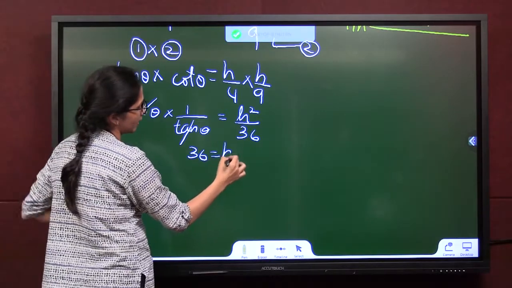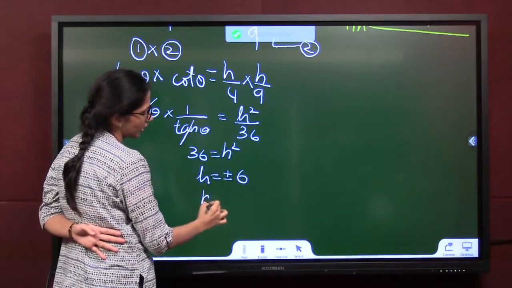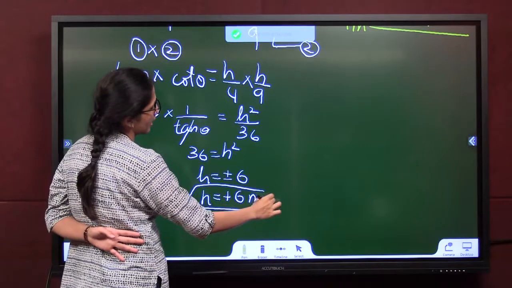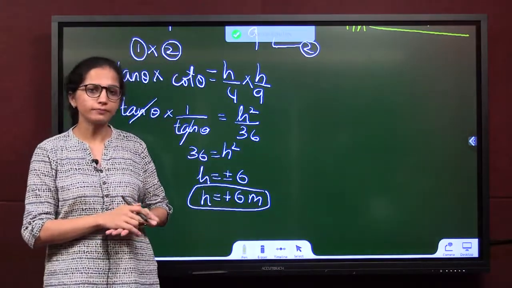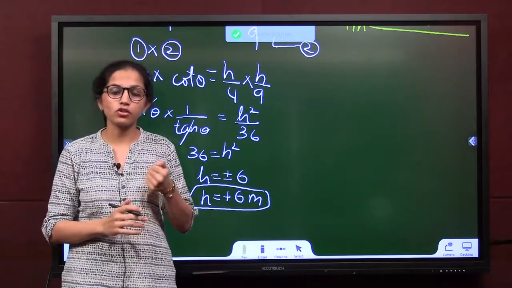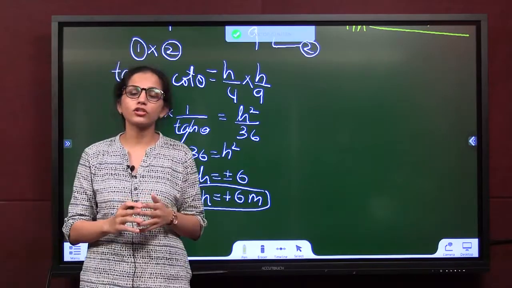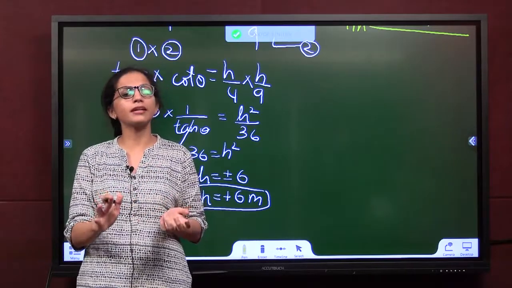36 equals h square. h is equal to plus or minus 6. h cannot be negative, so you can say h is equal to plus 6 meters. Hence proved. We have reached the end of the chapter. I hope the concepts are clear. Make your trigonometry fundamentals stronger, then only this chapter will seem easy. The only catch in this chapter is to understand the question and draw the diagram. Once you get the diagram, it's easy.